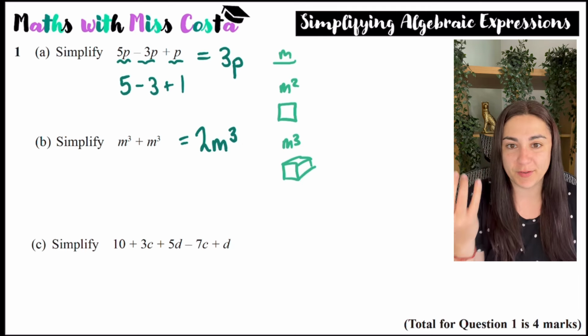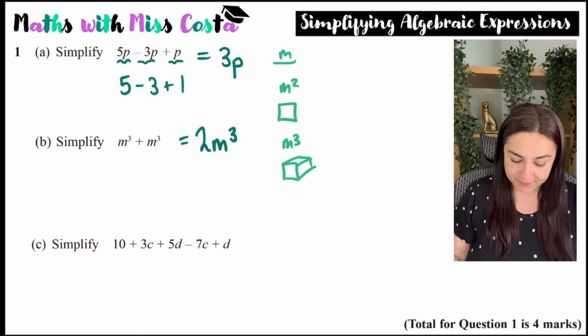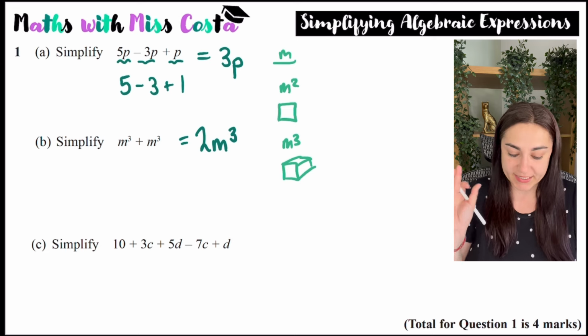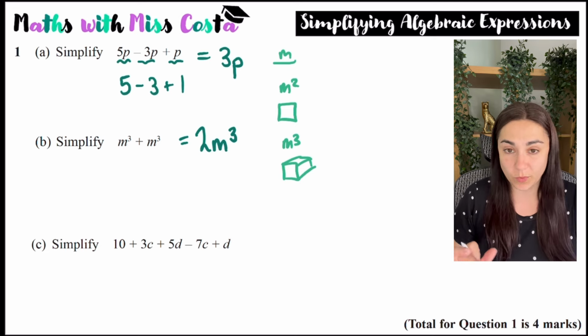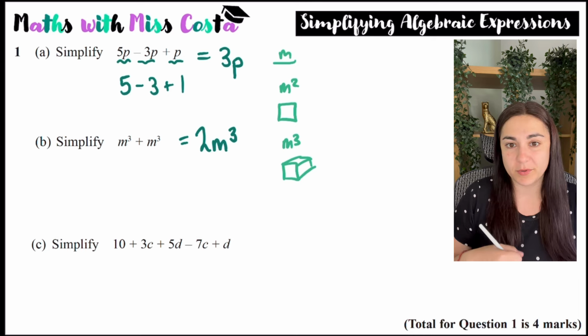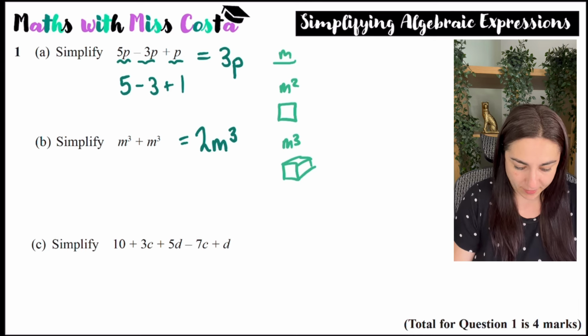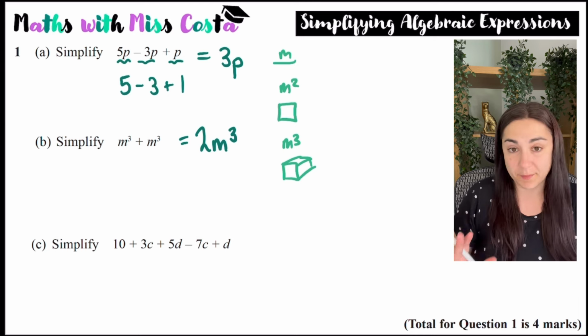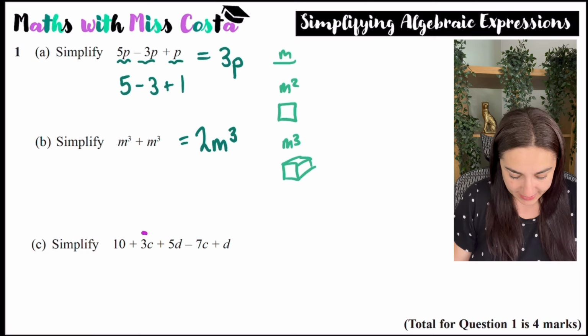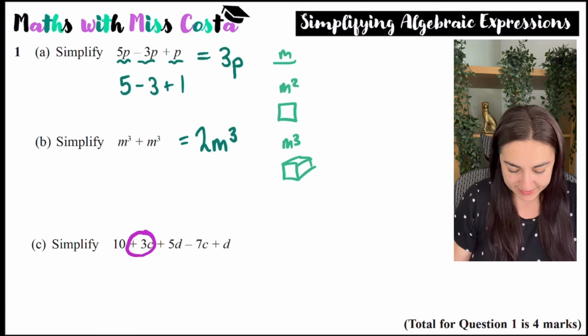And then for the last thing, I've got 10 plus 3c plus 5d take 7c plus d. So this is where it's really helpful to circle all of the variables that have the same letter and the same power. So I'll leave the number 10 by itself. And then I've got positive 3c.